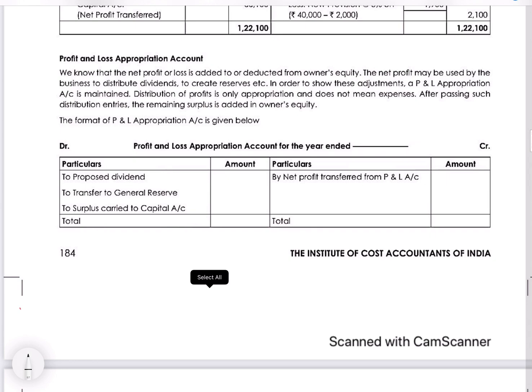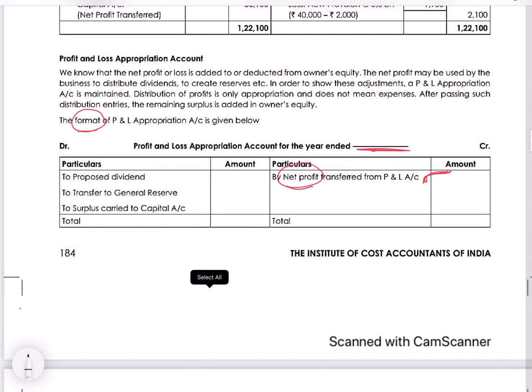So the profit and loss appropriation account pro forma or format is given here. The profit and loss appropriation account for the year ended, whatever the date, with debit and credit sides. Now we have the profits in hand, which we got from the P&L account. So we brought the net profit down here from the P&L account, and the question is how we are appropriating that profit.